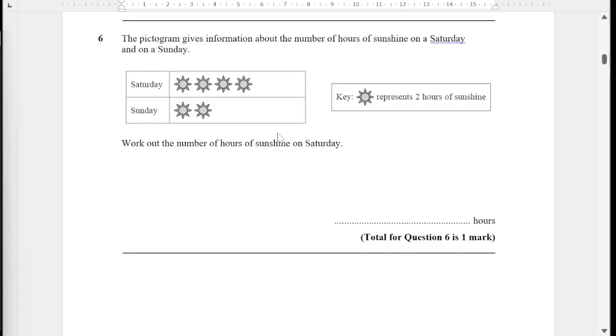Okay, question 6. Pictogram gives information about the number of hours of sunshine on Saturday and Sunday. Work out the number of hours of sunshine on Saturday. So we're using the key. 1 sunshine represents 2 hours. So on Saturday we had 1, 2, 3, 4 lots of 2. So 4 times by 2, which is going to give us 8. So we've got 8 hours of sunshine.